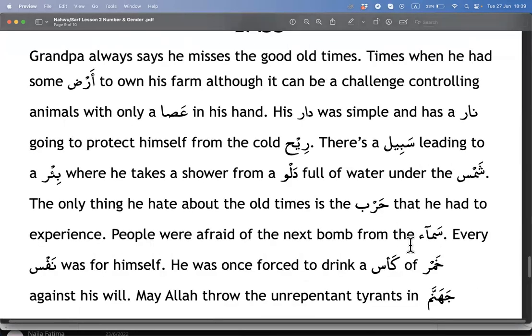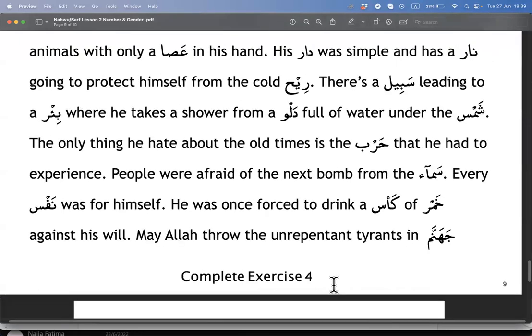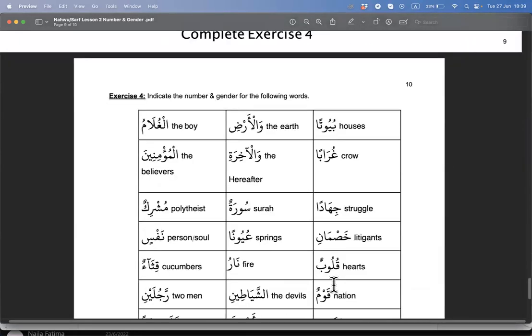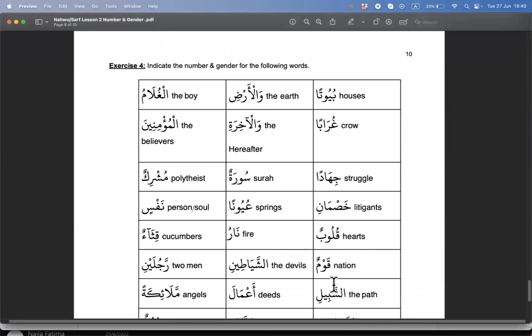Okay, so all these words are going to be masculine or feminine? Feminine. Yes. Even though they have no feminine marker like ta marbuta or anything like that, they are all treated as feminine. Okay, clear? Yeah. Okay, let's do this exercise.